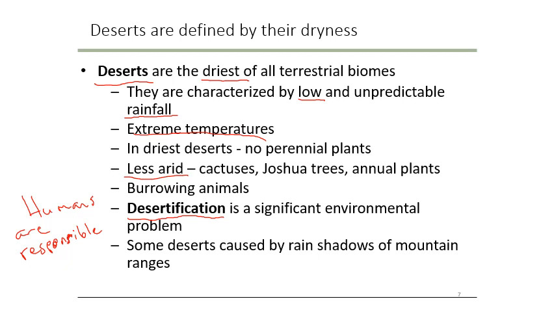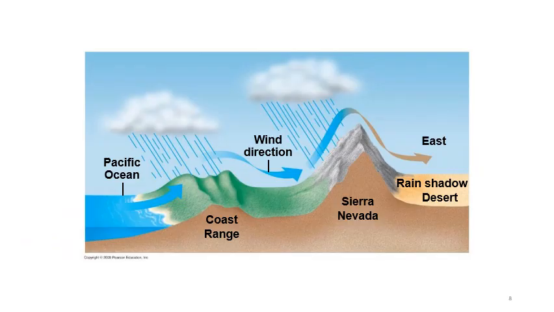One thing though, now this is not human caused, but some deserts are caused by rain shadows of mountain ranges. So what I mean by this is there's a picture on the next slide that shows this. So we see this in California. This is also seen in South America by Chile and Peru. So here, behind big mountain ranges, the moisture cannot pass through. So behind the mountain ranges, it ends up being a desert inside there.